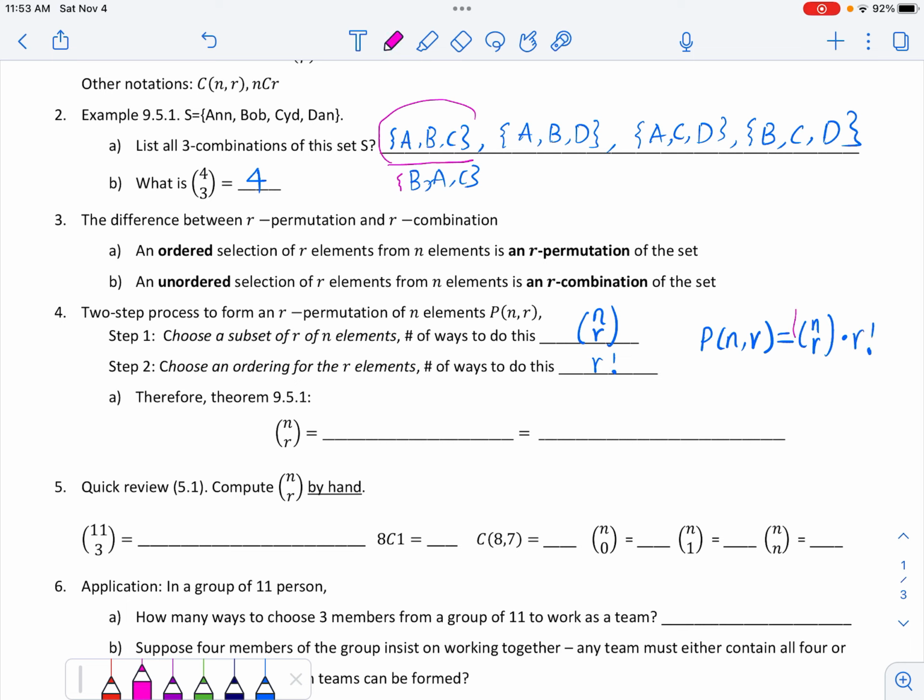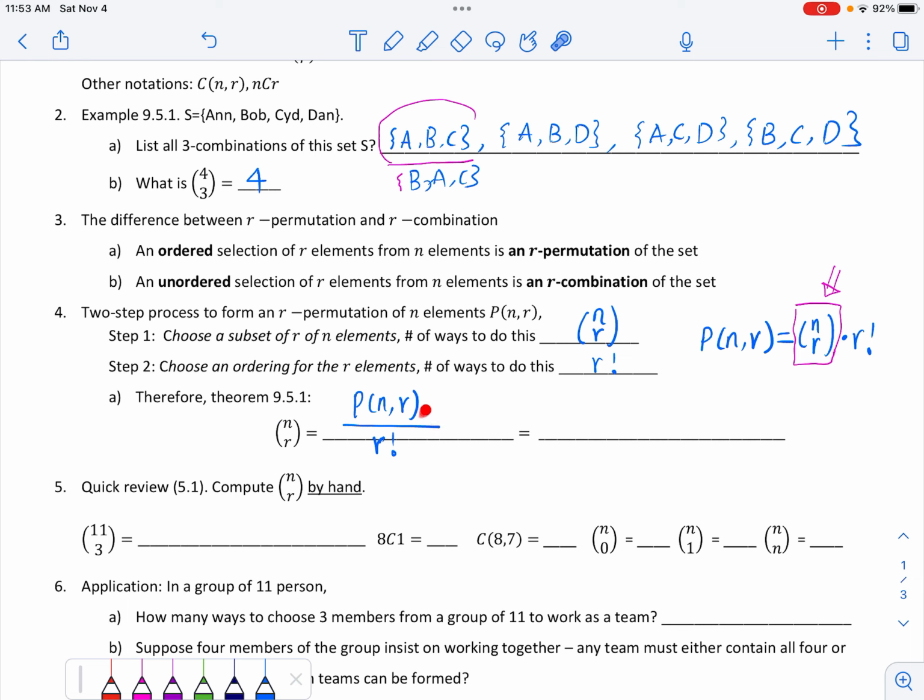Now, how do you compute n choose r? Simply divide both sides by r factorial. So therefore, n choose r is going to be P, the r permutation of n, divided by r factorial. This is how we derive this result.